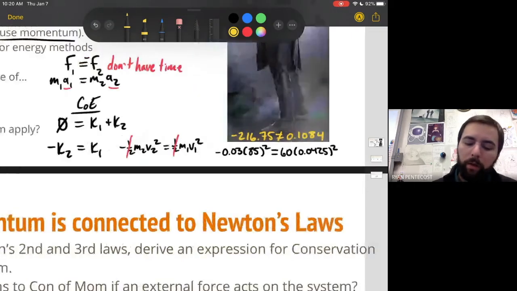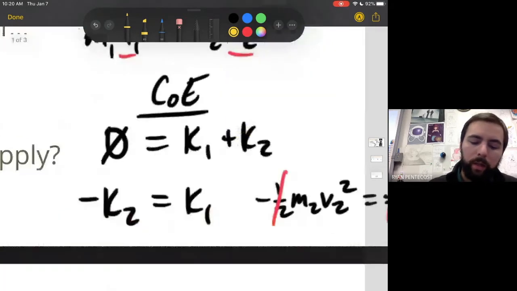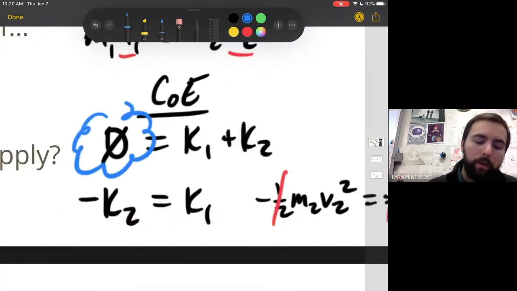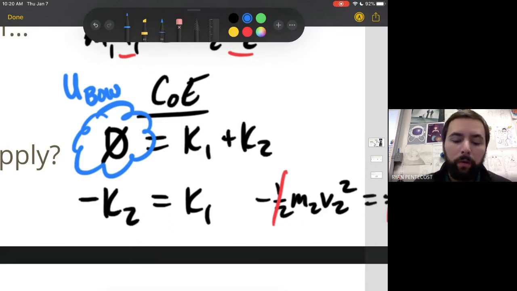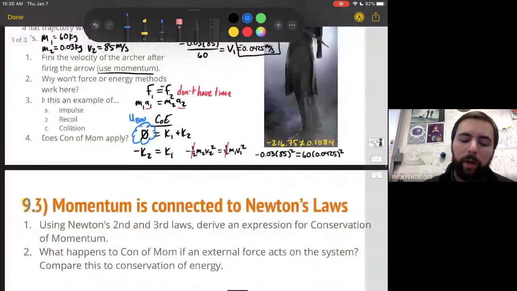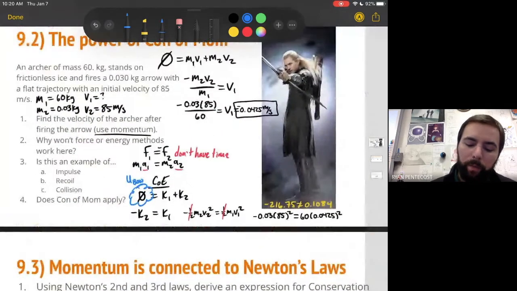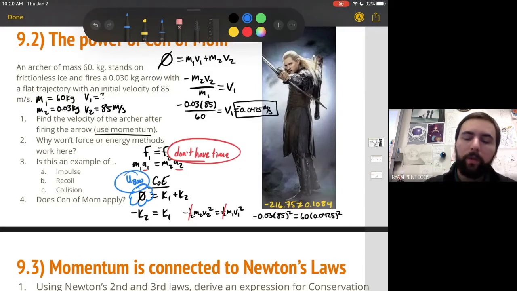So what we're missing here is not that energy isn't conserved. What we're missing here is the initial energies. There is not just zero initial energy. There is actually some potential energy in the bowstring that we don't know about. If we knew the potential energy of a bowstring, I have no idea what that equation would be, but if we had it, then it's possible that we could do some kind of conservation of energy in this scenario. But since we don't have time and we don't have the potential energy of the bow, we can't use those methods. So that's why those don't work here.